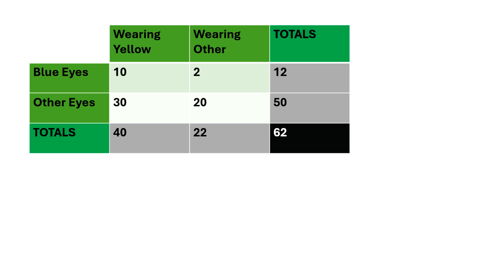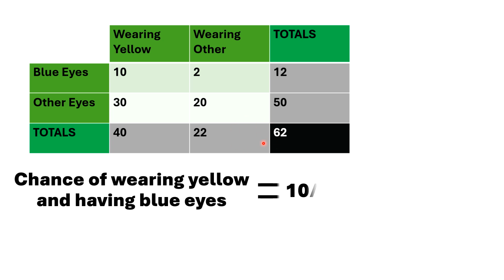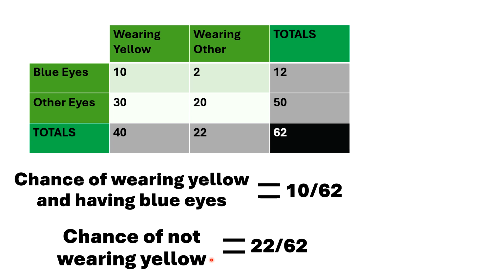These tables, in my opinion, are the easiest probability questions you can ever get. So, what's the chance of wearing yellow and having blue eyes? Well, wearing yellow is right here, and having blue eyes is right here. So, having both involves 10 occasions out of the total, which is 62. Easy. What is the chance of not wearing yellow? Well, it's going to be 22 out of 62 because it's anything that isn't in this column. It has to be in this column, and the total for that is 22.